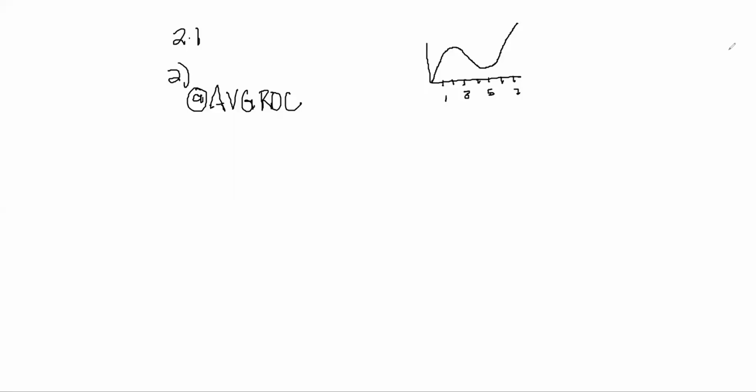We just got started. Problem 2 in section 2.1. What are your thoughts? Is the average rate of change going to be positive or negative from 3 to 7? Negative. Why do you think that?